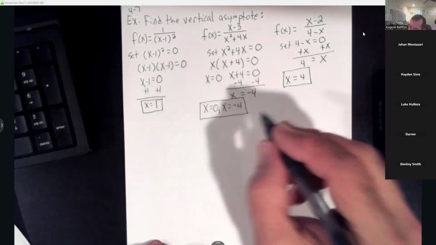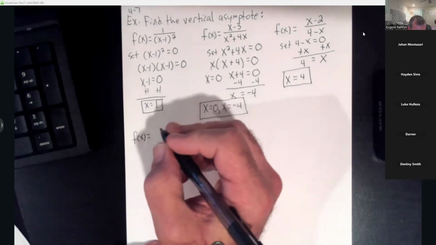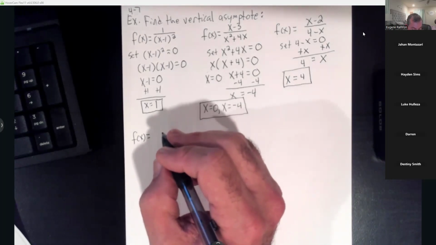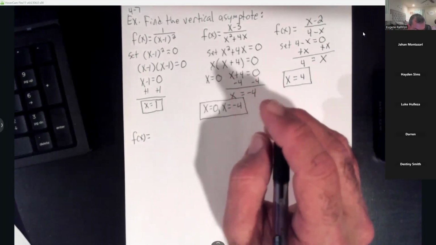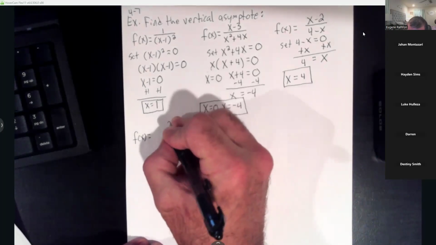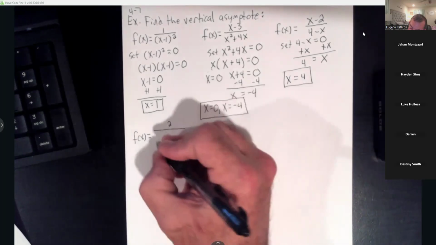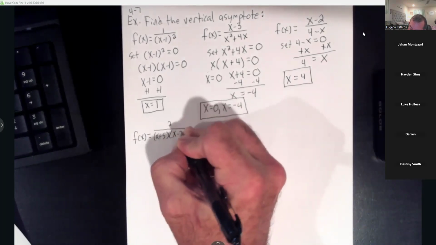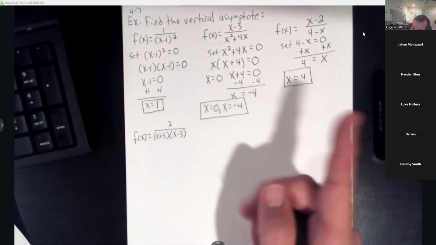All right, so 4, 5, 6. So the last one of those has, let's see. Okay, not the last one. I got 2 more. So this one has 2 over (x plus 5)(x minus 3). All right, so take this bottom, set it equal to 0.